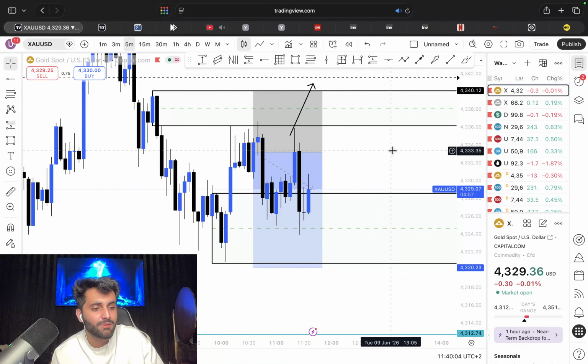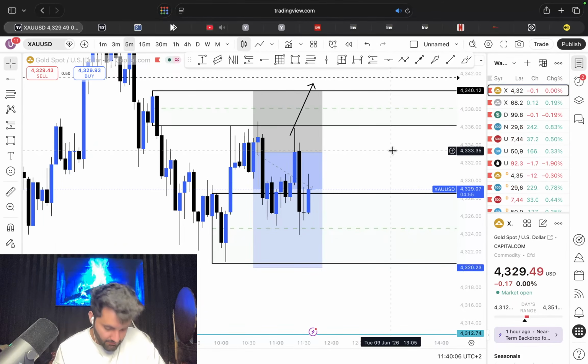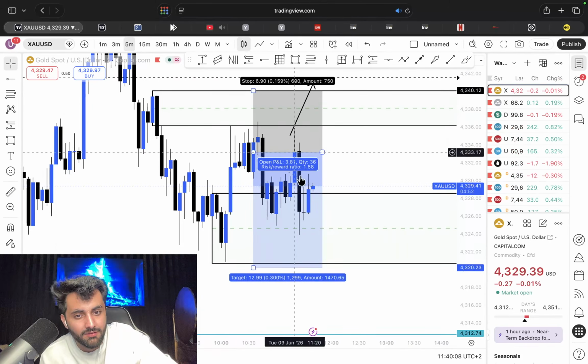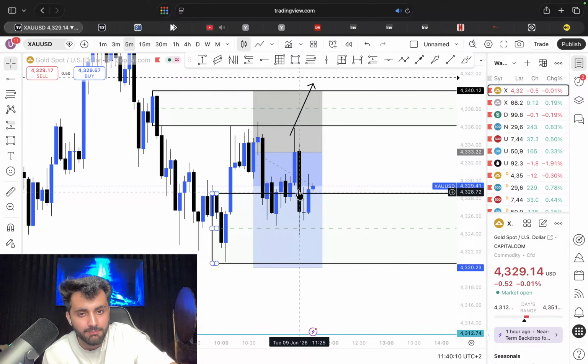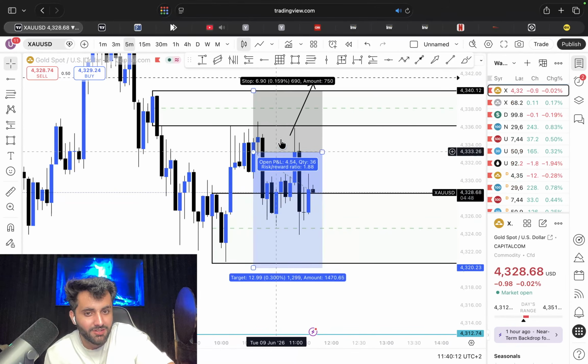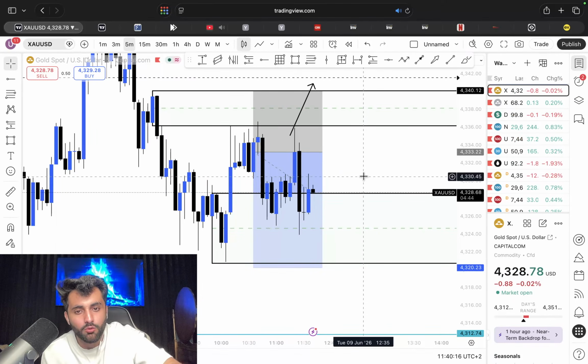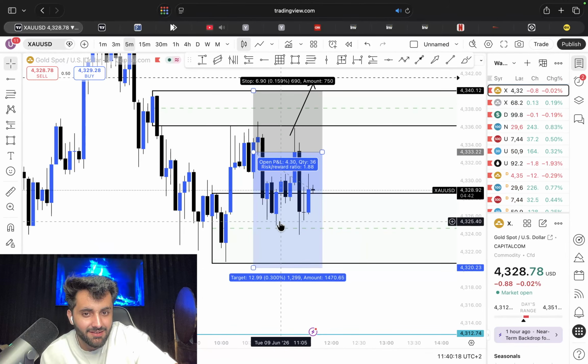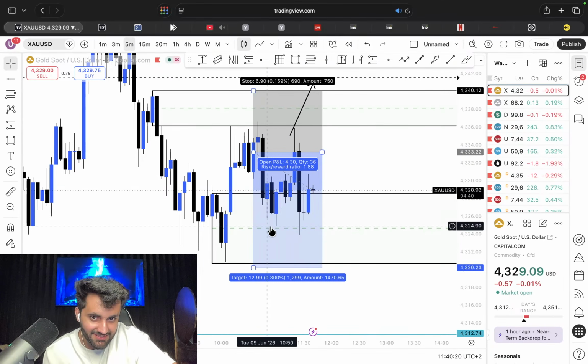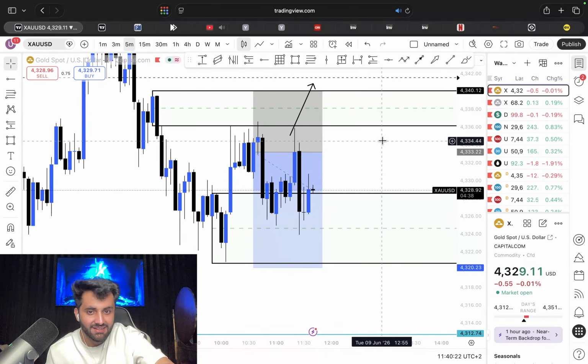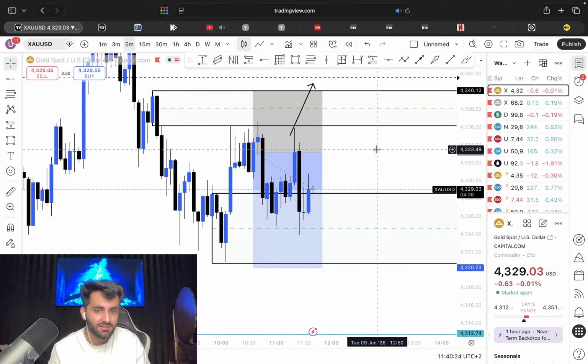See guys, we made such a great decision by getting out with most of our positions at TP1, because it's consolidating just like I expected. The only move that really happened was this, and we caught that move. After that, it's just kind of consolidating.